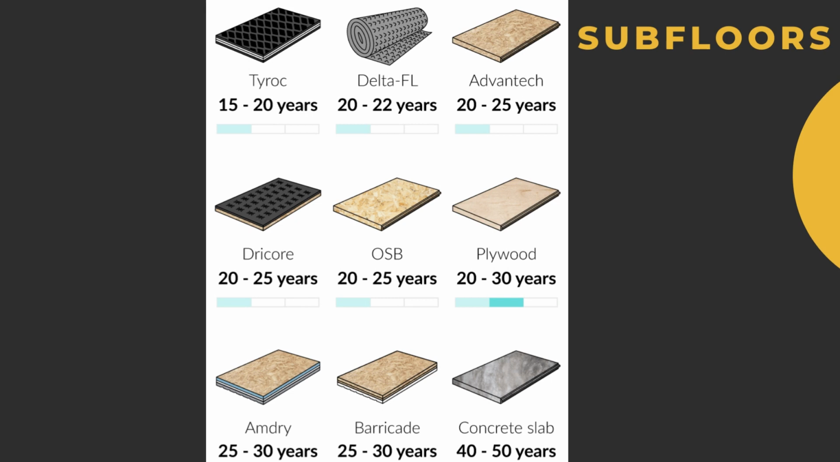You can read them here, but you've got Tire Rock, Delta Florida, Vantech, Dry Core, OSB, plywood, Amdry, Barricade, and of course the concrete slab. And it gives you the years here that it takes that material to reach equilibrium or the warranty to run out. So you've got a lot of different materials, and if you haven't heard the saying before, you should have: you can't dry what you don't know.